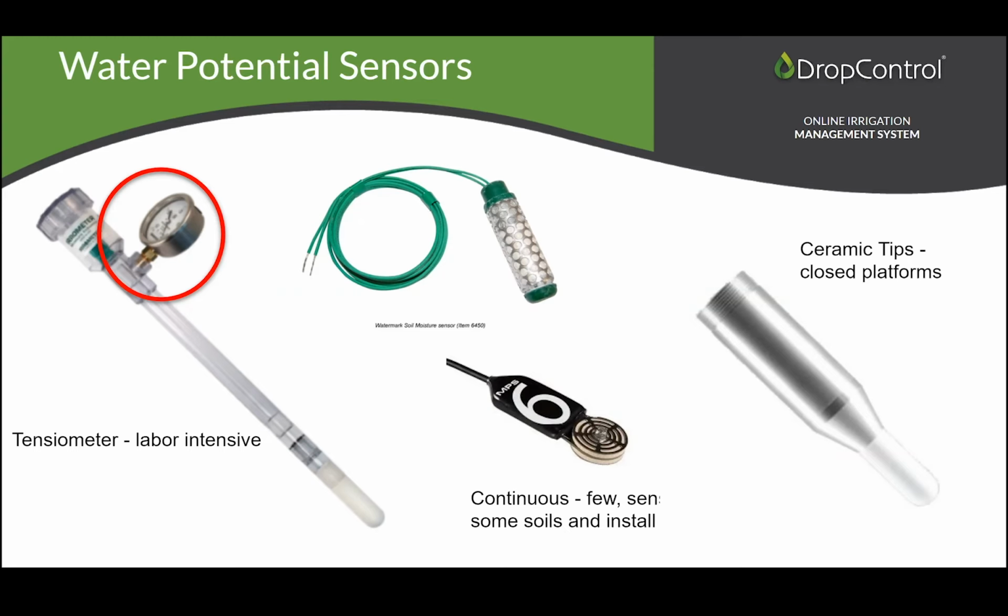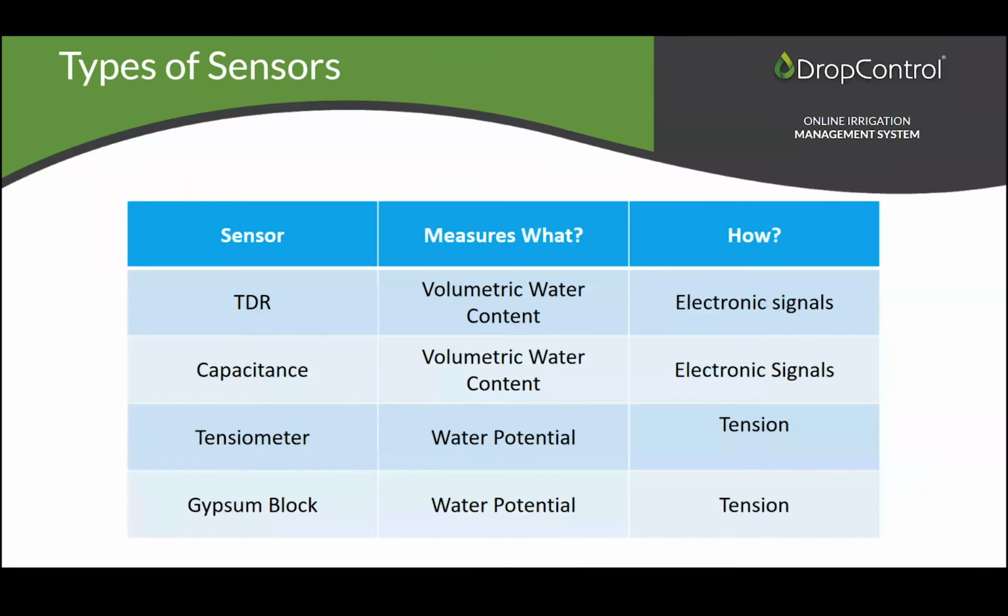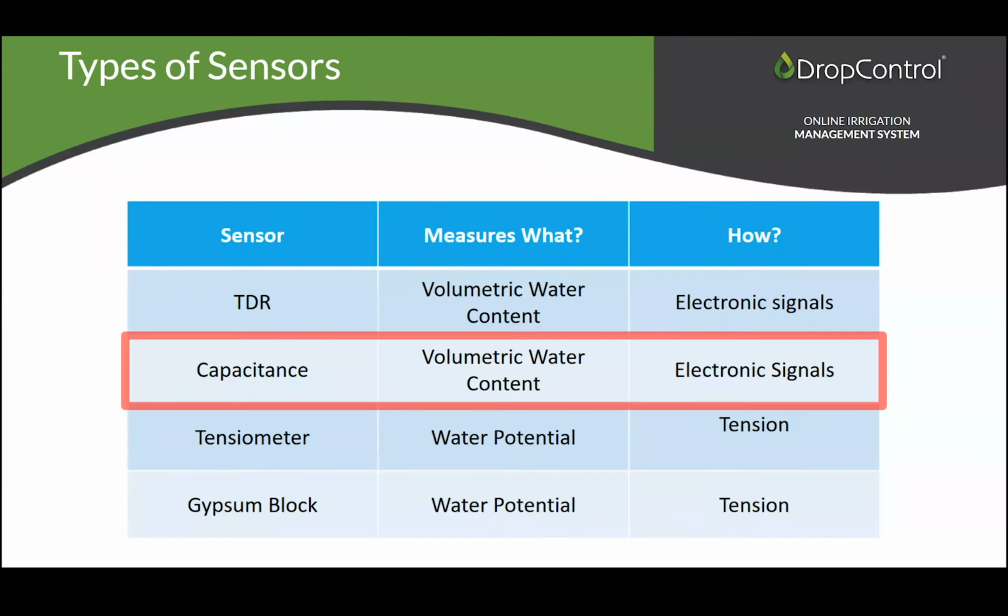Now, again, I'm going to focus on what our experience has been, and that is on volumetric water content sensors, specifically the capacitance probes. This is where we have most of our experience. We install south of 1,000 a year, and we have a lot of data sets and a lot of experience, and this is what we've been using. So it's what we can talk about with more propriety.